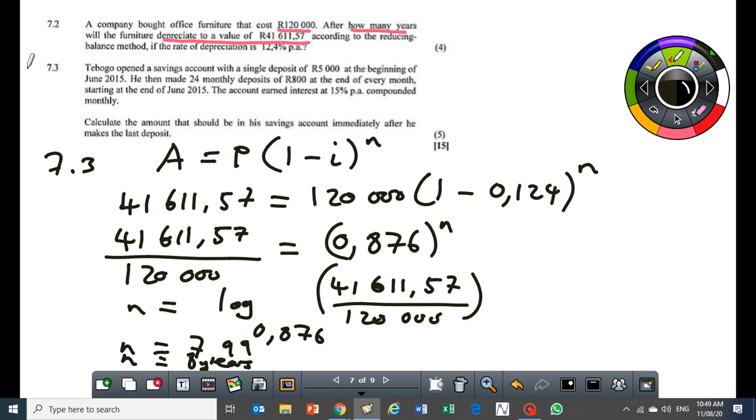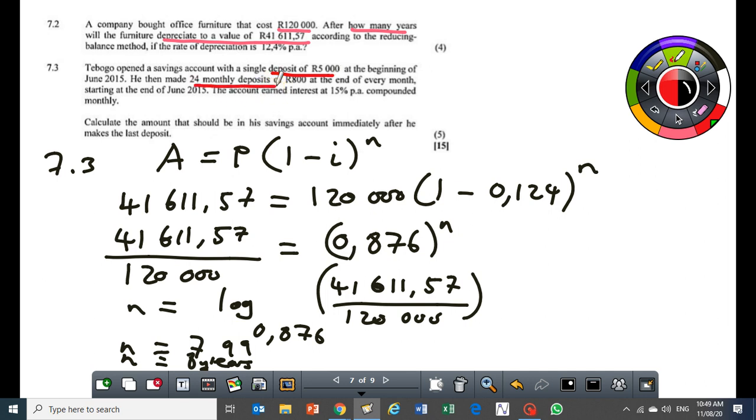Right, 7.3 says, I don't know how to pronounce that name. He opened a savings account with a single deposit of 5,000 rand. So on the day that he signed the paperwork, on that day, we put 5,000 into that savings account. Okay, that was at the beginning of June 2015. He then made 24 monthly deposits of 800 rand at the end of every month, starting at the end of June 2015. The account earned interest at 15% per annum compounded monthly. Calculate the amount that should be in his savings account immediately after the last deposit.